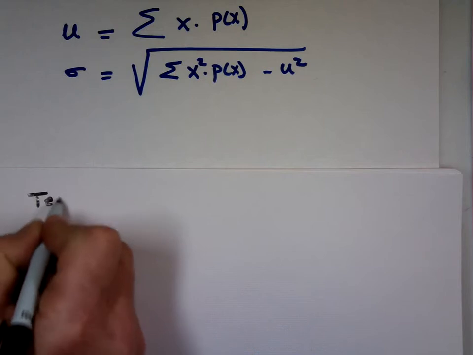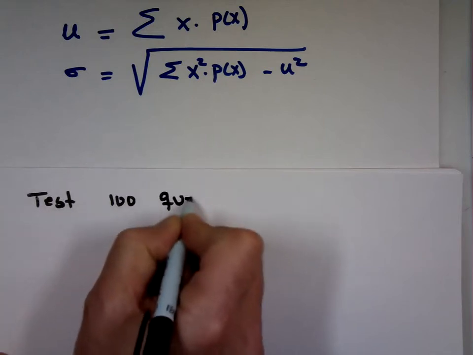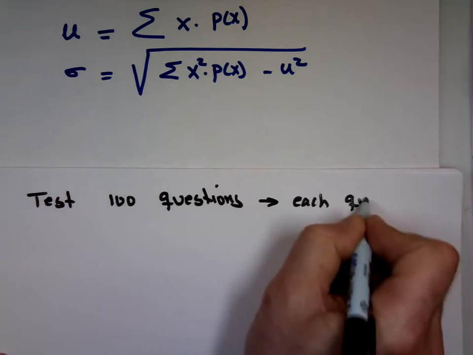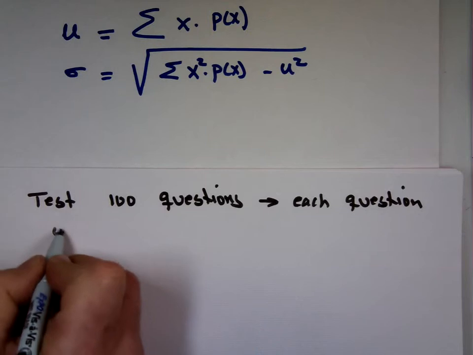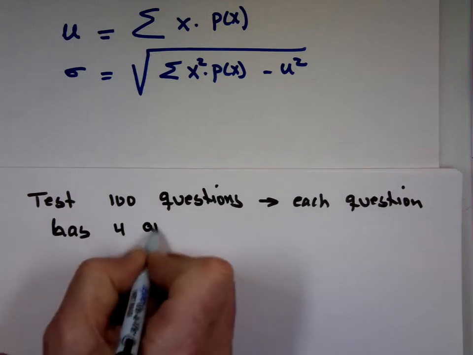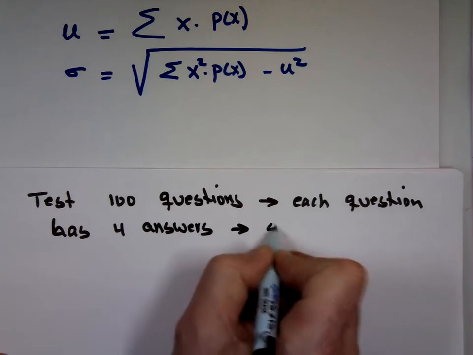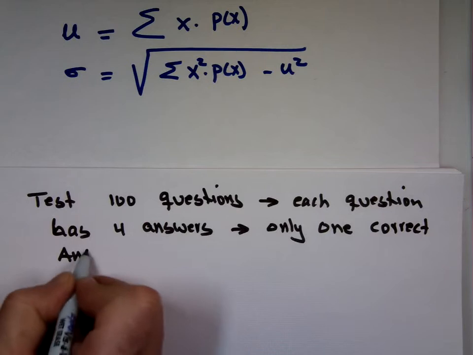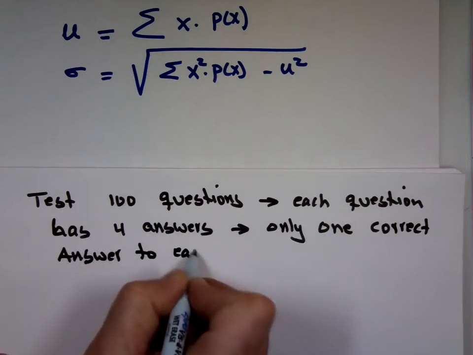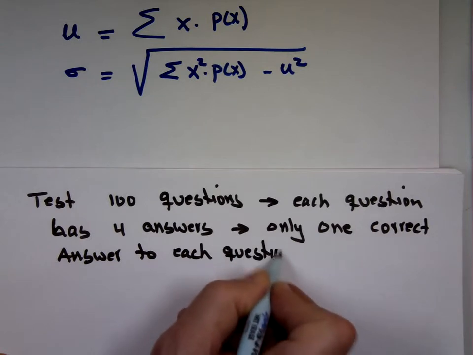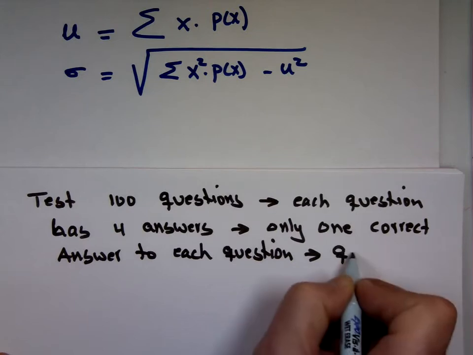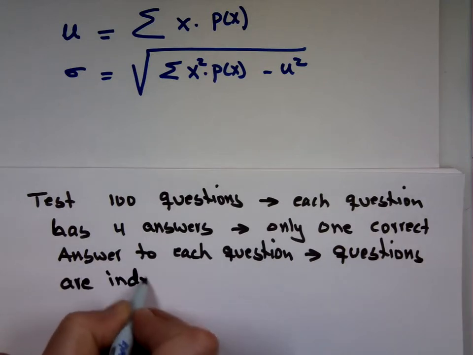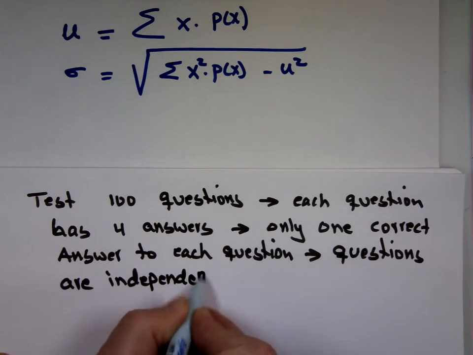We have a test that has 100 questions on it. And each question has 4 answers. Only 1 correct answer to each question. And the other statement I'm going to make, assume the questions are independent. Well, let's see why I wrote all this stuff there.